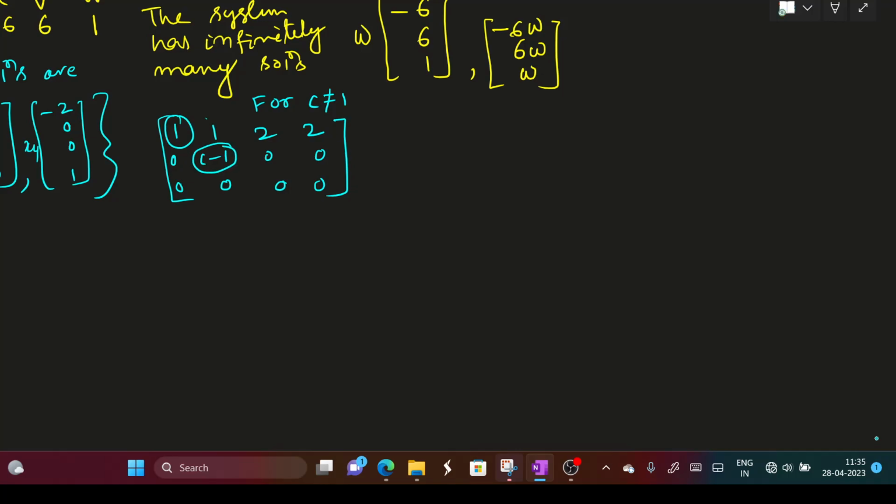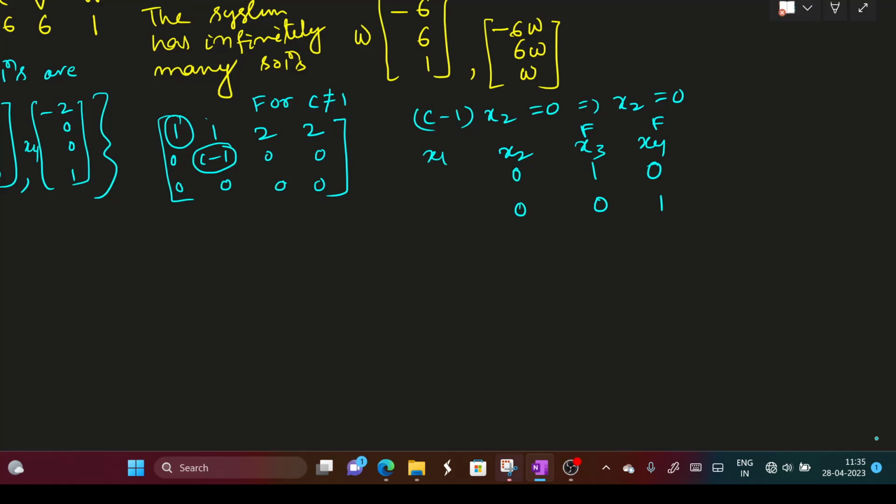And what are the equations? c minus 1 into x2 is equal to 0. So that implies x2 is equal to 0. So here the other variables, how will we write? x1, x2, x3, x4. These are my free variables. Here I will assign 1, 0, 0, 1. Already I got its value is 0.